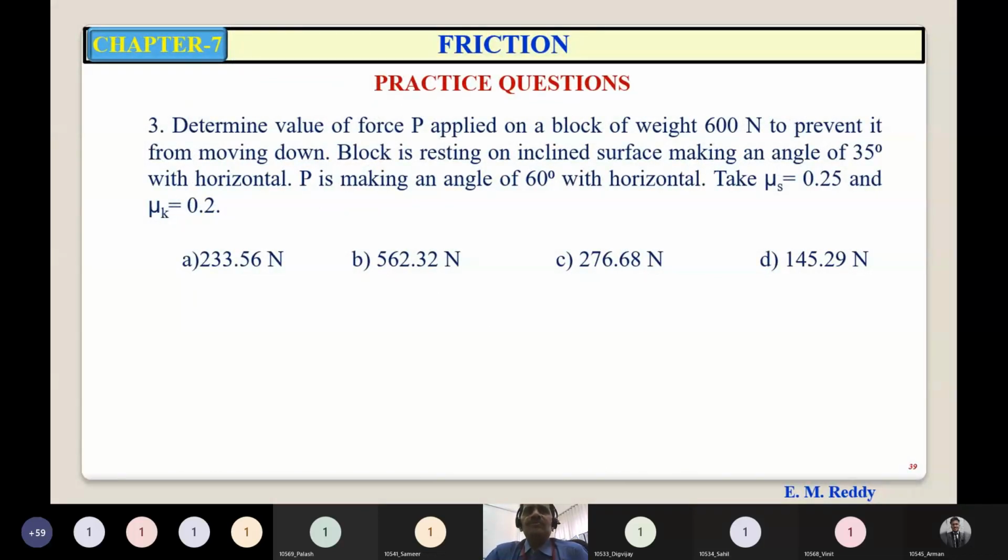Determine the value of force P applied on a block of weight 600 Newton to prevent it from moving down. So note this point, to prevent it from moving down. So impending motion is downwards. Block is resting on the inclined surface, making an angle of 35 degrees with the horizontal, whereas P is making an angle of 60 degrees with the horizontal. Take mu s is 0.25, mu k is 0.2.